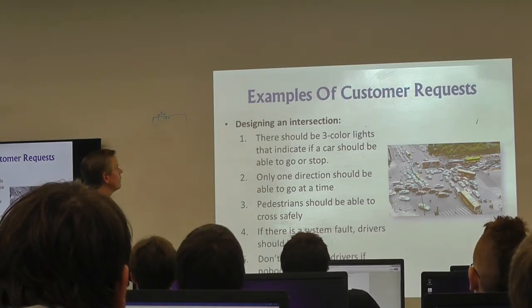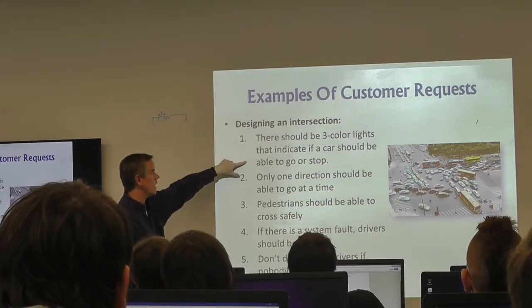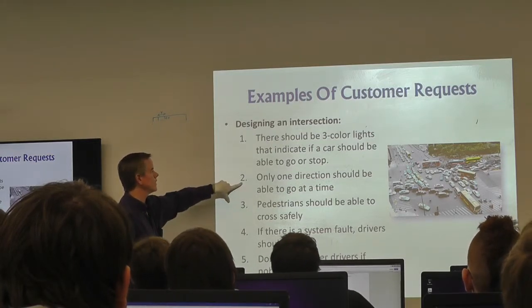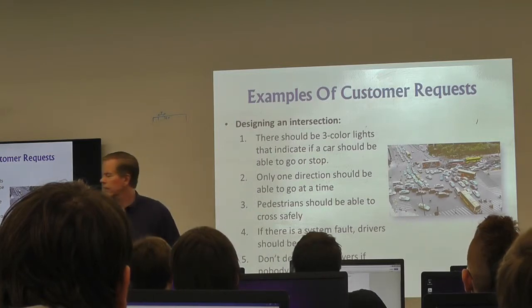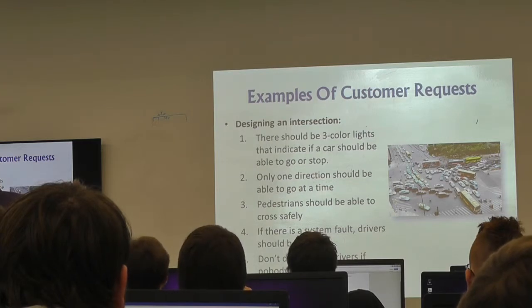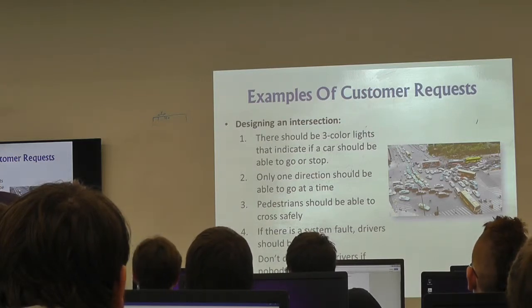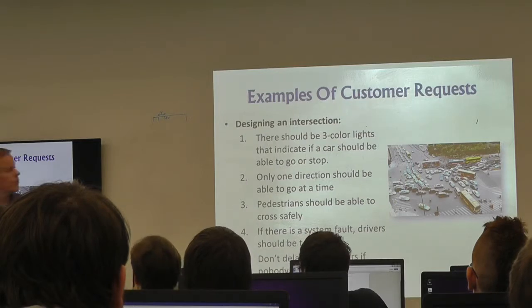So what does the program have to do? Number one, there should be 3 colored lights that indicate the car should be able to go or stop. Number 2, only one direction should be able to go at a time. Does that sound like a good rule? You guys drive, right? Okay, intersection, one direction can go at a time. Sound like a good deal? I mean, we can let a couple of directions go at the same time. Should we do that? Yeah. Okay, well, we'll come back to that.